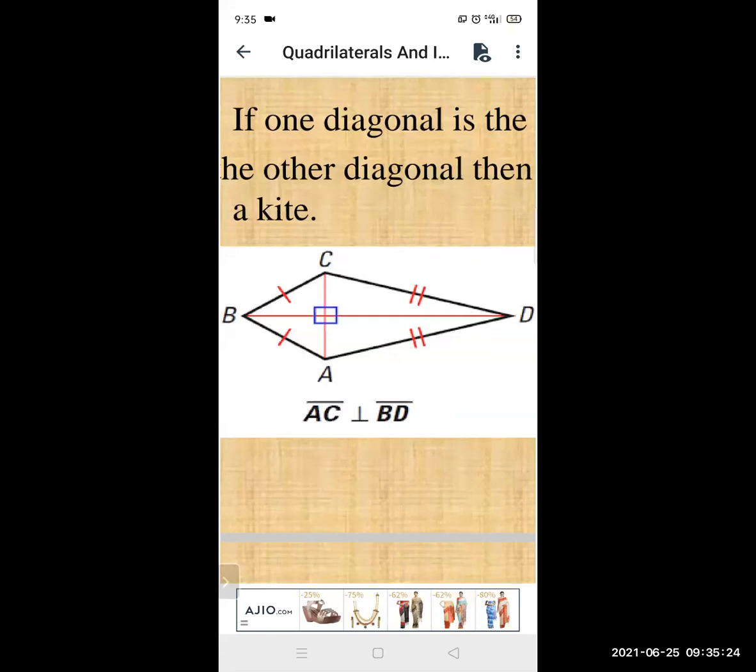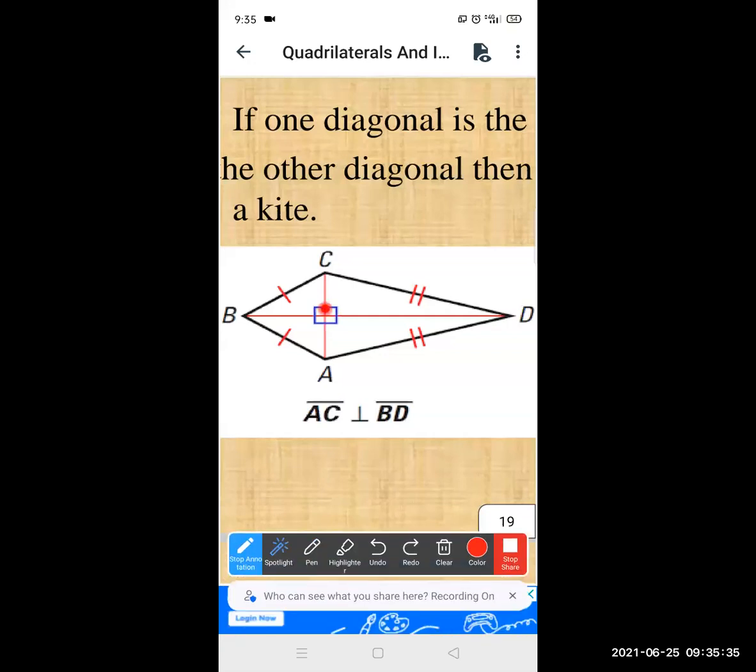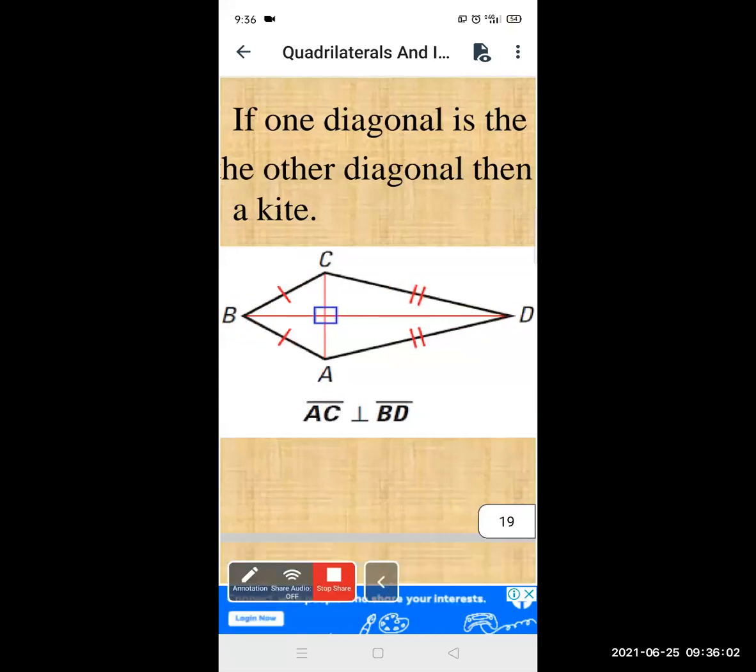And here we can see that AC is perpendicular to BD. The diagonal AC is perpendicular to the diagonal BD. So it forms a right angle, and they are perpendicular bisectors of each other. BD is a diagonal, AC is also a diagonal, and they are what? Perpendicular. And AB and BC are the same, because it is denoted in the diagram, and AD and CD are the same. These two are also the same.